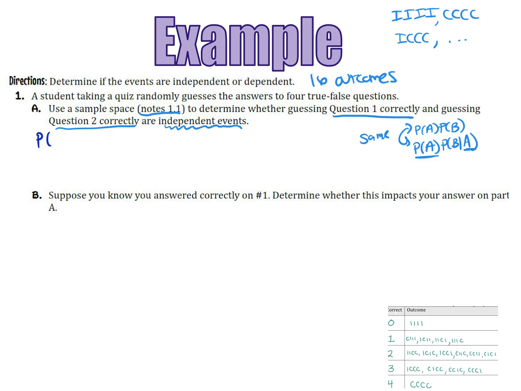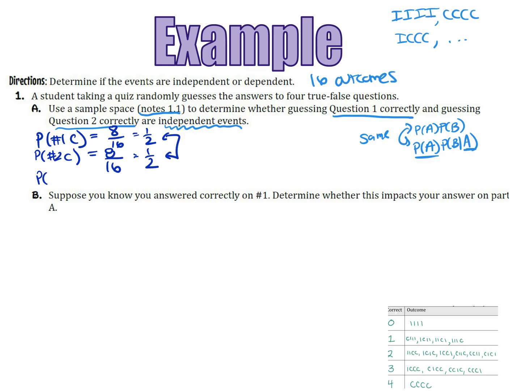So first things first, the probability of getting number 1 correct. If you look at that list, of the 16 total outcomes, 8 of them have you getting number 1 correct, which I'm going to simplify to 1/2. The probability of getting number 2 correct: looking at that sample space again, of the 16, 8 of them have number 2 correct, and that simplifies to 1/2. And this should make sense. There's two options. Either you get it right or you get it wrong, correct or incorrect. And these two probabilities both being 1/2 makes sense.